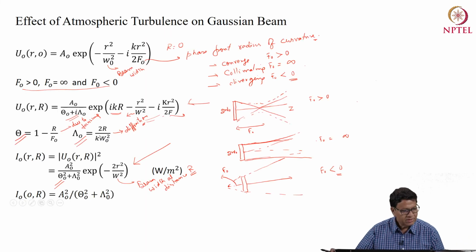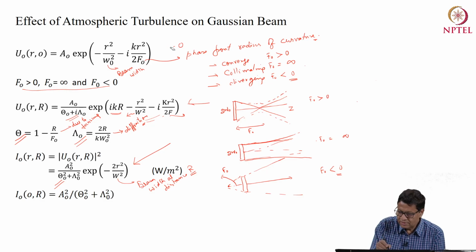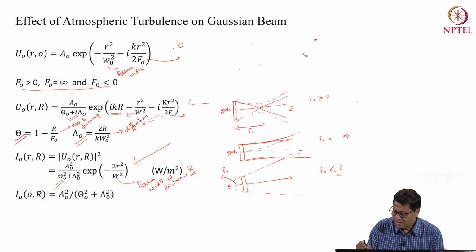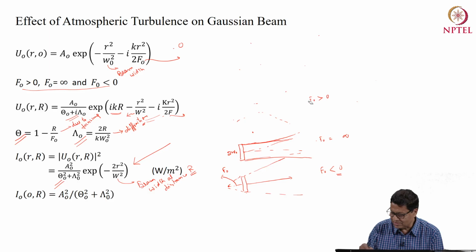Let me now draw here itself how the Gaussian beam will look when it has traveled a distance r. What are the parameters changing? What is the power which is received at a distance r? Let us try to understand some of those quantities.